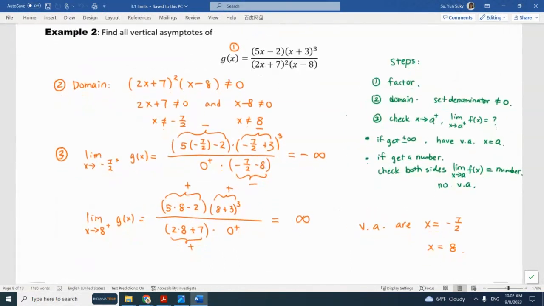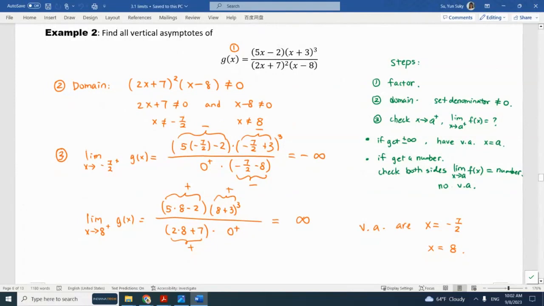factor. Factor completely. Do not multiply out. We want to factor. Everybody say factor. Factor the numerator and denominator. And then your domain is you set the denominator not equal to 0. And then you set each of the factors not equal to 0.